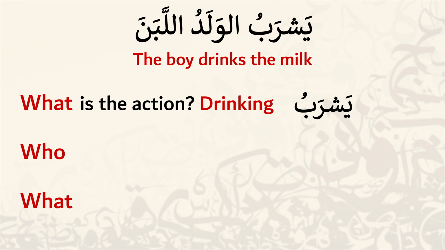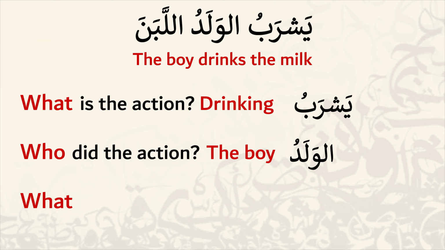The second question, who? Who did the action of drinking? Who drinks? The answer is الولد, the boy. So الولد is the subject, الفاعل. Because as we know, the subject is whoever or whatever does the verb.